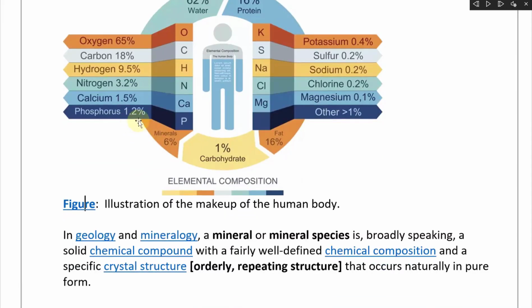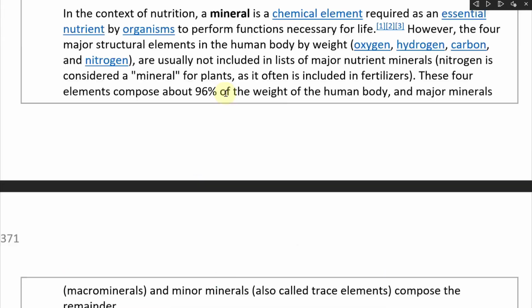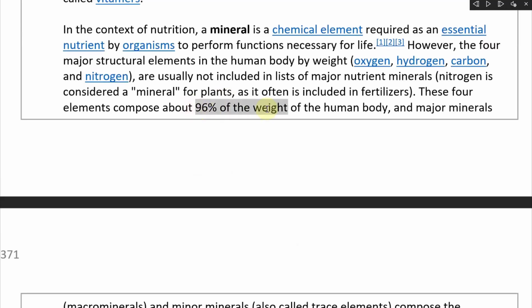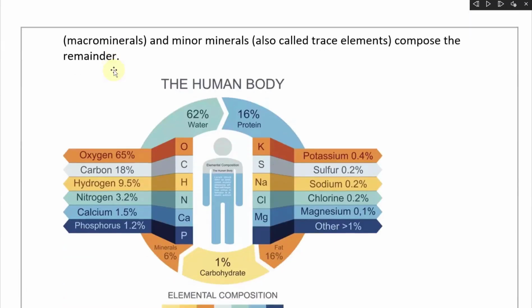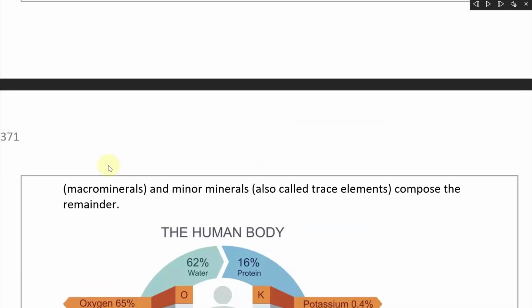Then you have phosphorus at 1.2%, and this is by weight, I believe. So 96% of the weight of the body is those 4. OHCN, you have OHCN right there, and then there are the major minerals or macro minerals right here.